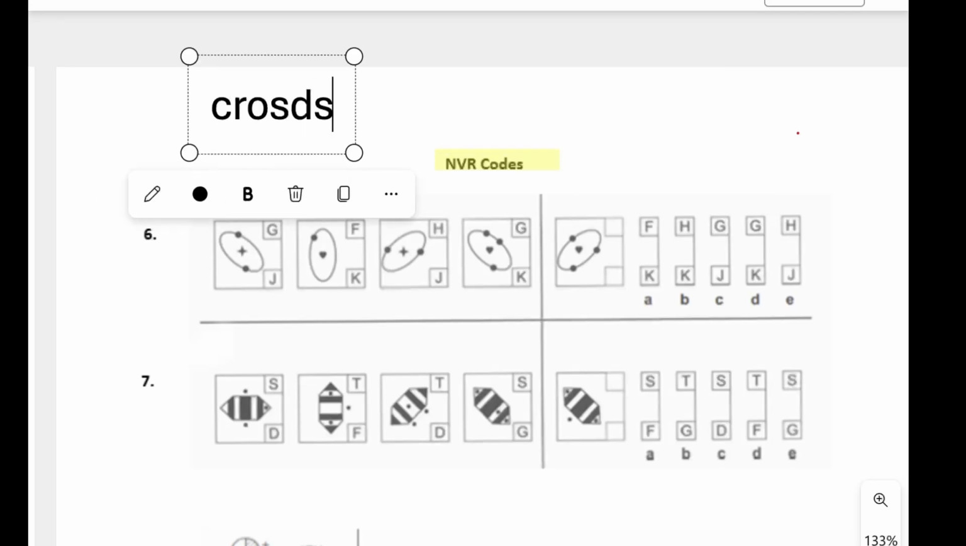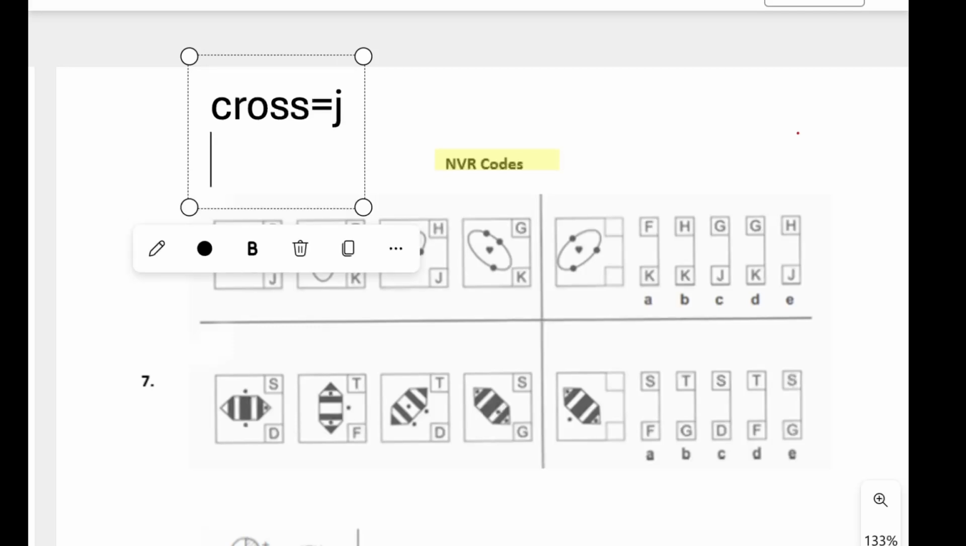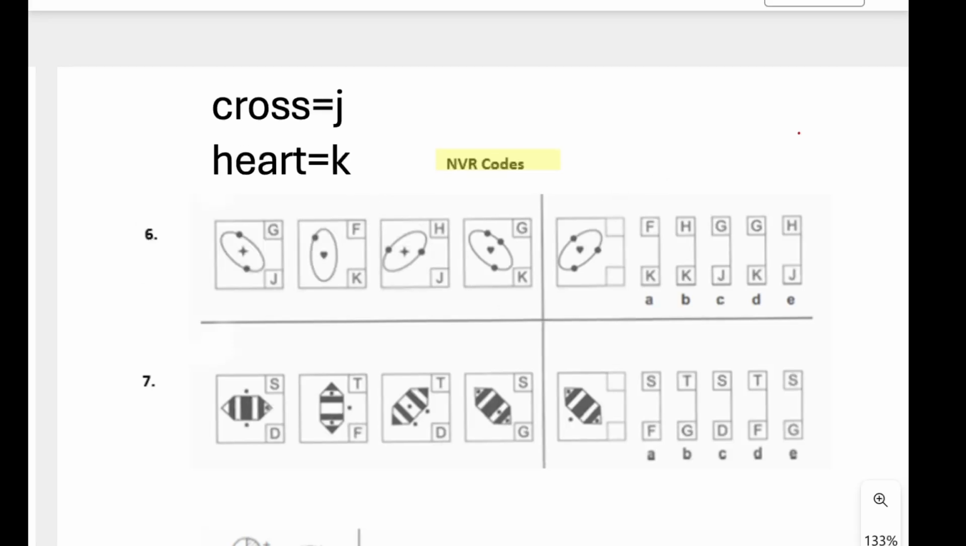cross equals J and heart equals K, that will help us with doing the question. Now we have a heart here, that means we need to have K. We're going to cross out C and E, and it looks like the only things in common, so we have a G over here and we have a G over here, is their orientation of this elliptical shape.